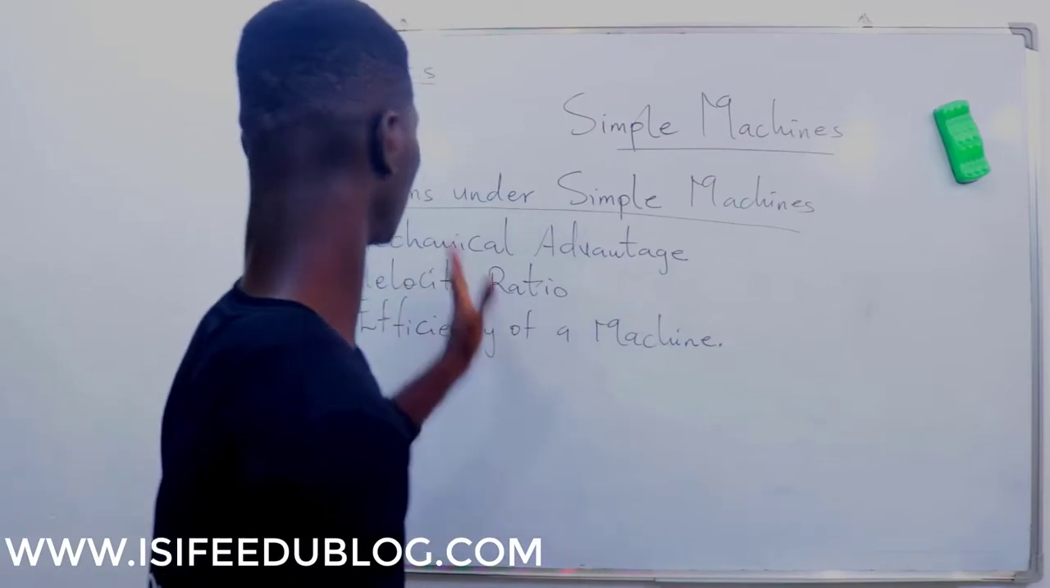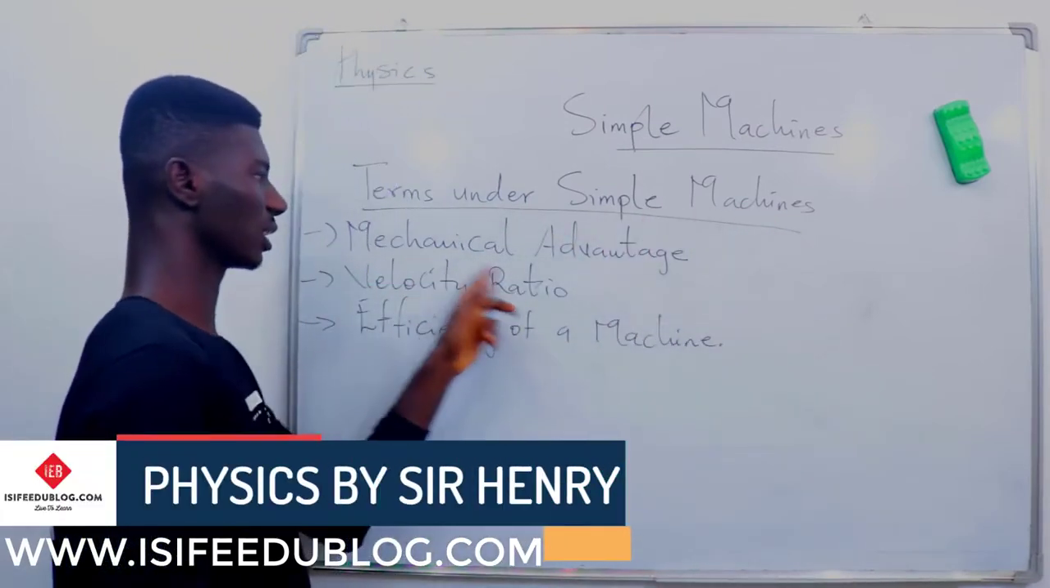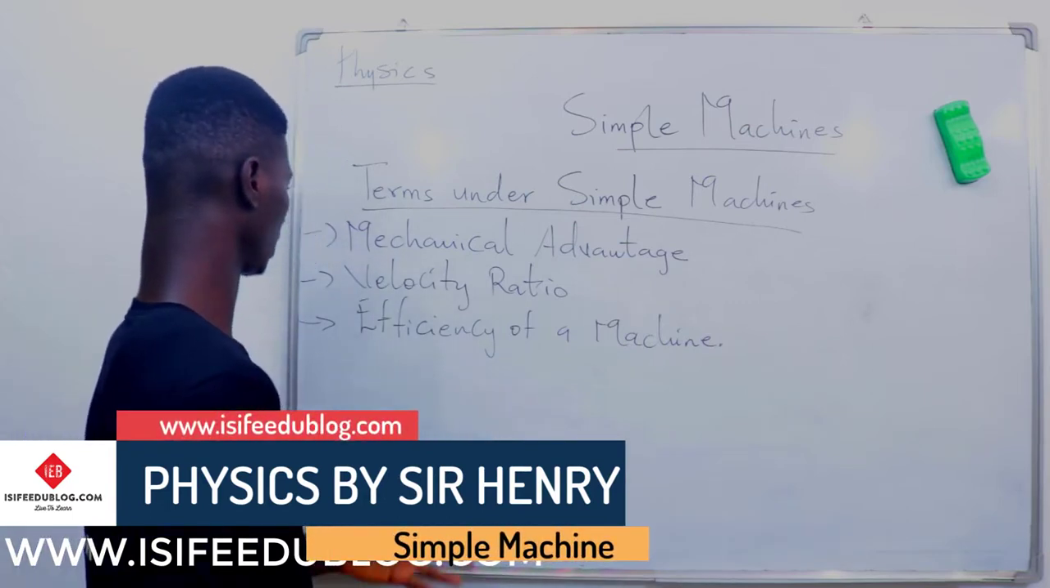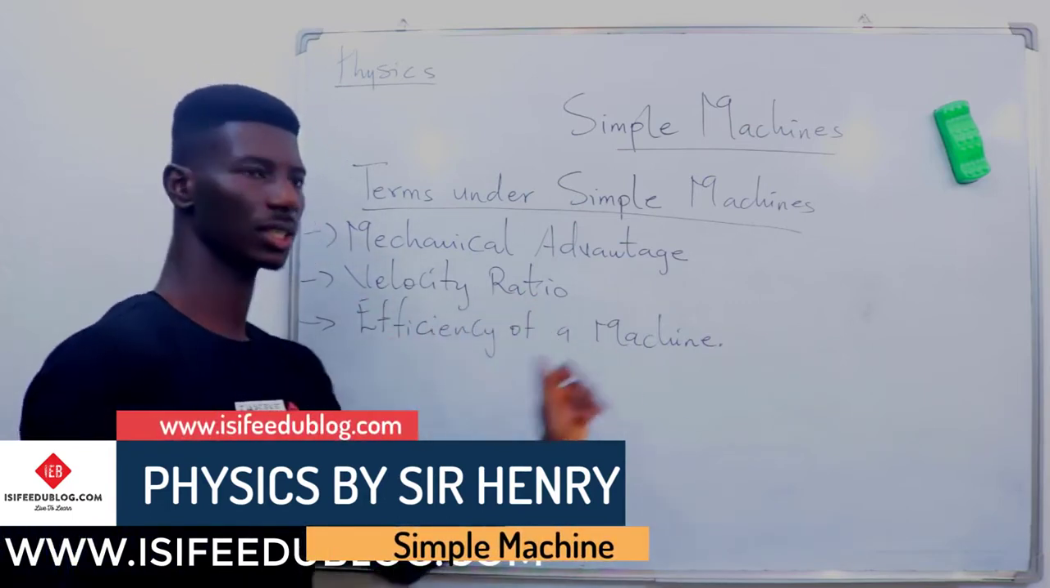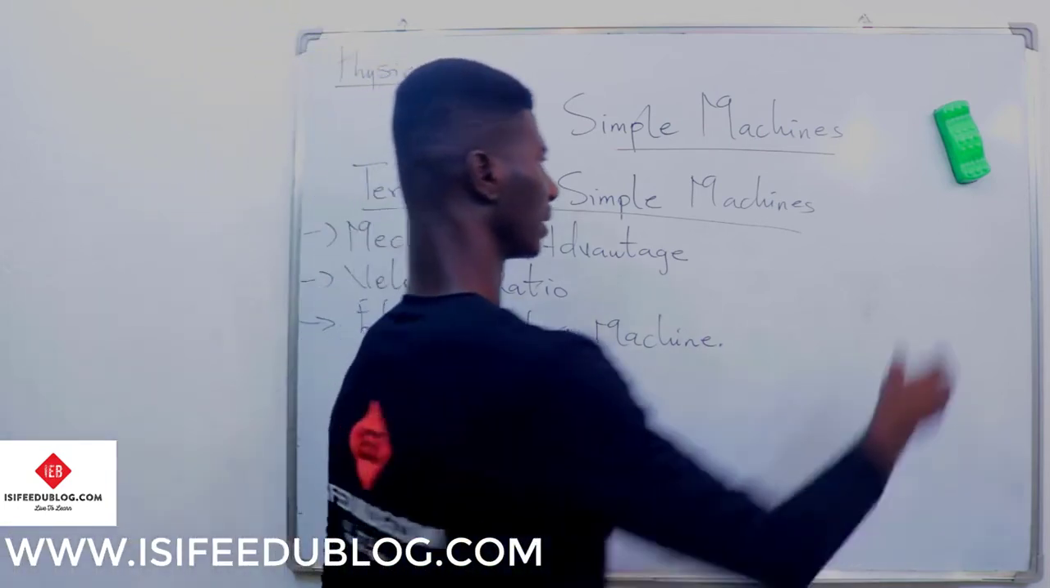Okay, now we have the terms under simple machines. So the first term we are going to treat is the mechanical advantage, followed by the velocity ratio, then the efficiency of a machine. So the question: what is a mechanical advantage?